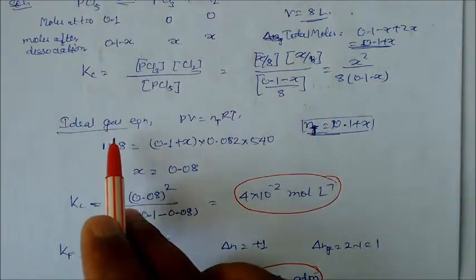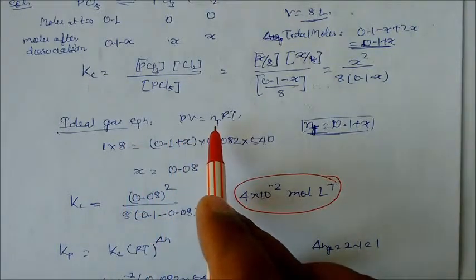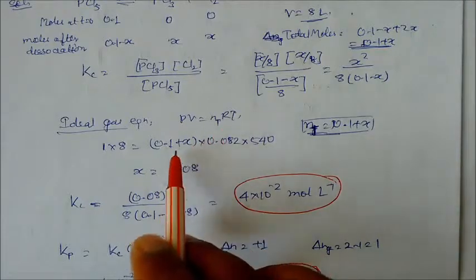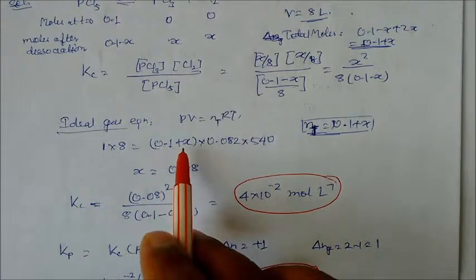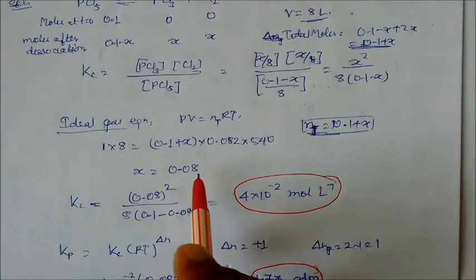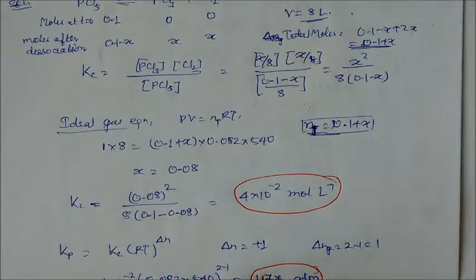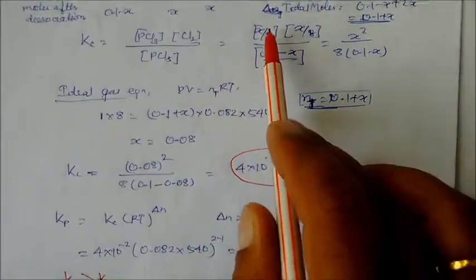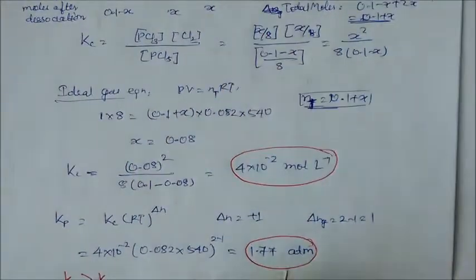Now you have to use the ideal gas equation, PV equal to total number of moles into R into T. This is the pressure, this is the volume, and the total moles at equilibrium is 0.1 plus X, into R into T. From here you will get X equal to 0.08. So now you know the X value. Now you can use this value in the equilibrium expression. Substituting the value here, you will get this answer.